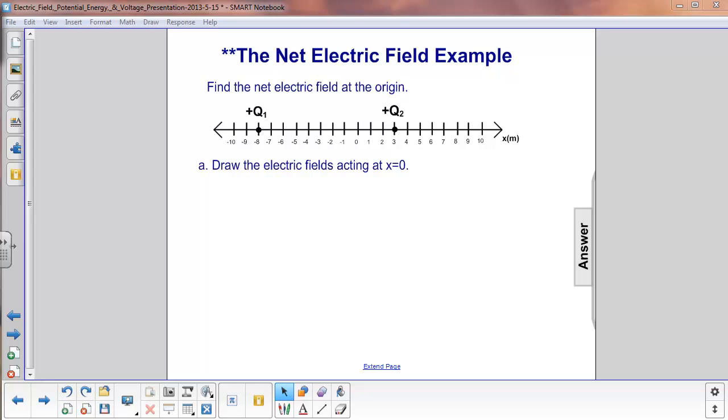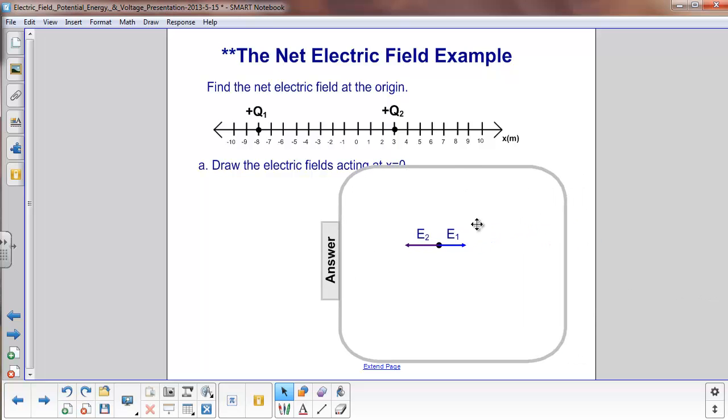The first step is to draw the electric fields acting at x equals 0. So what we have here is Q1's electric field is to the right, so at any point to the right of it, like here at the origin, its electric field would be to the right. Q2 would have an electric field going this way and also this way, so at this point the electric field would be going to the left, and that's this direction here, E2.